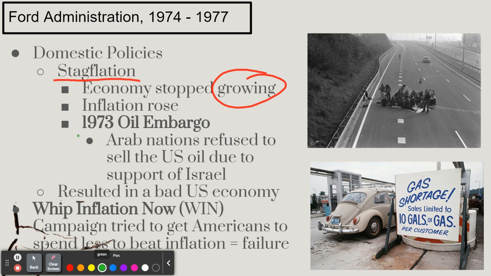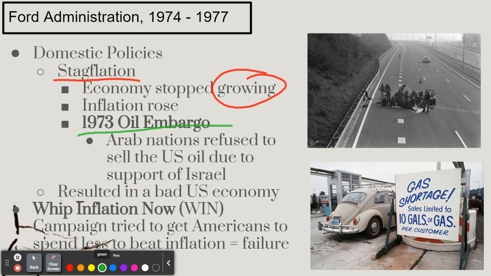So the oil embargo starts because Arab nations refuse to sell the United States oil due to our support of the Israelis during their wars against the Arabs. We imported most of our oil from places like Saudi Arabia, especially Iran back then, and they just say, we're not going to sell you oil if you continue to support Israel.